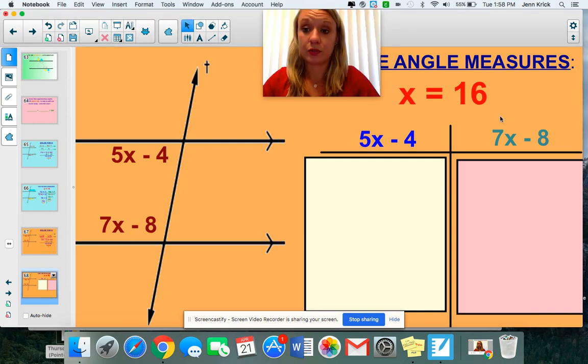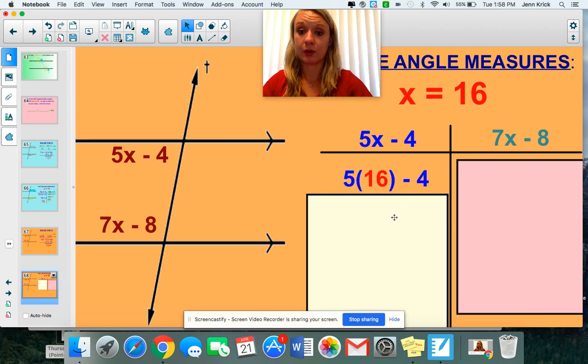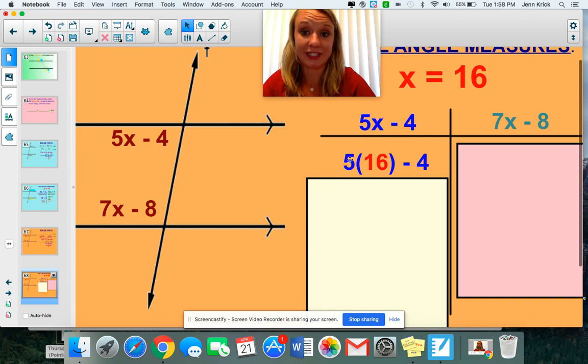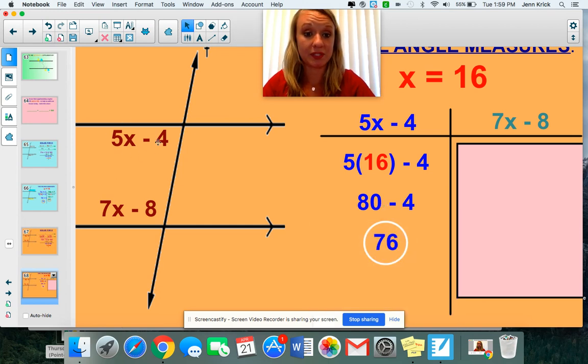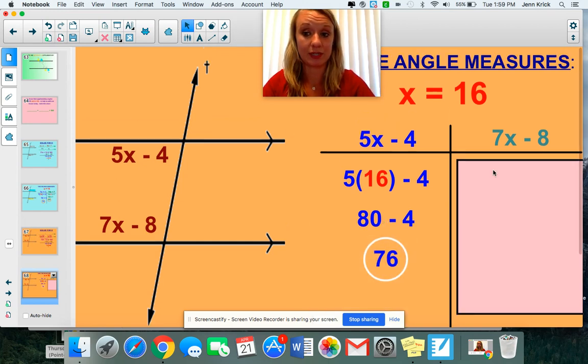And I'm sure you can guess in the next slide what I'm going to ask you to do. Knowing that x equals 16, can you plug that in and find out, all right, what is the actual angle measure here? What is the actual angle measure here? So let's start with 5x minus 4. So I'm going to take out my x and I'm going to substitute in 16. Use a calculator, do 5 times 16, which gives us 80. 80 minus 4 is 76. So this angle right here is really 76 degrees.